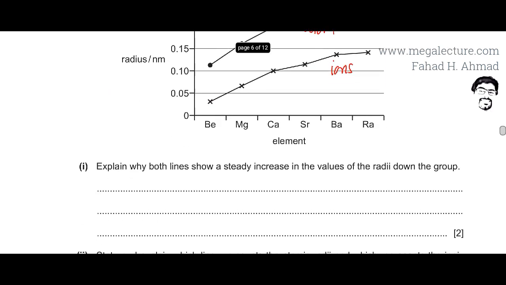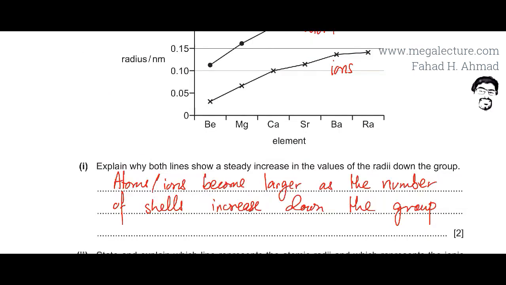Now moving to the next part of the question. The question is, explain why both lines show a steady increase in the values of the radii shown down the group. So the explanation for that is that atoms or ions become larger as you go down the group because the number of shells keep on increasing down the group.